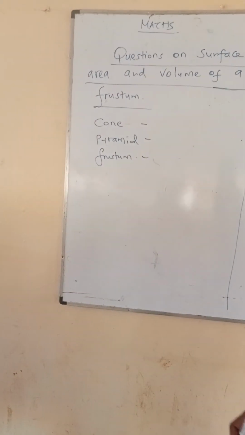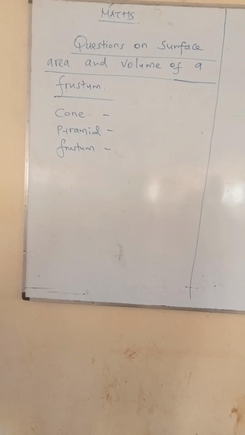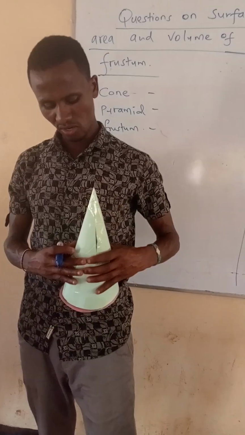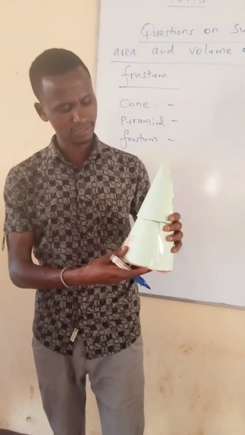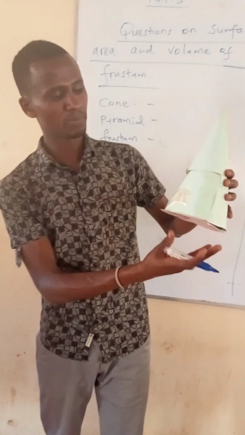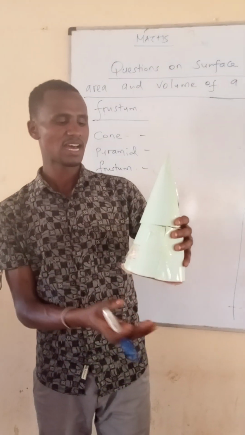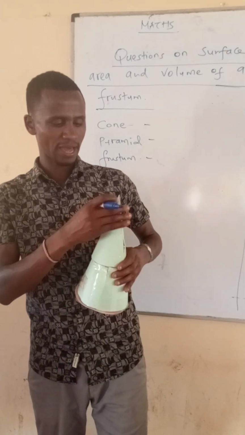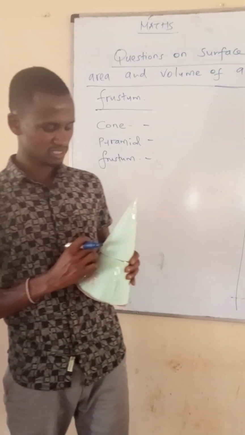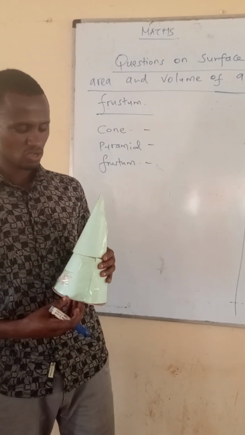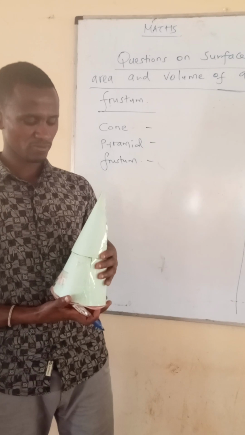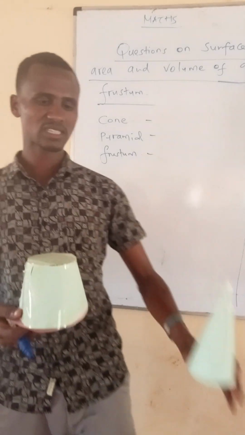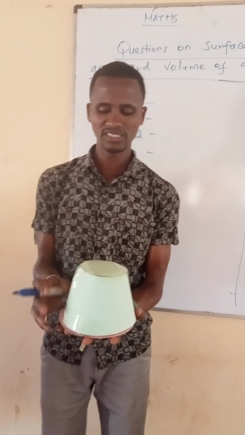So what about a frustum? If this is your cone, you see that the base is circular, just as we said, and this curved surface narrows to form an apex. So if you cut it along this plane, which is parallel to the base, so that you chop off another cone, what you get is a frustum. So this is a frustum.